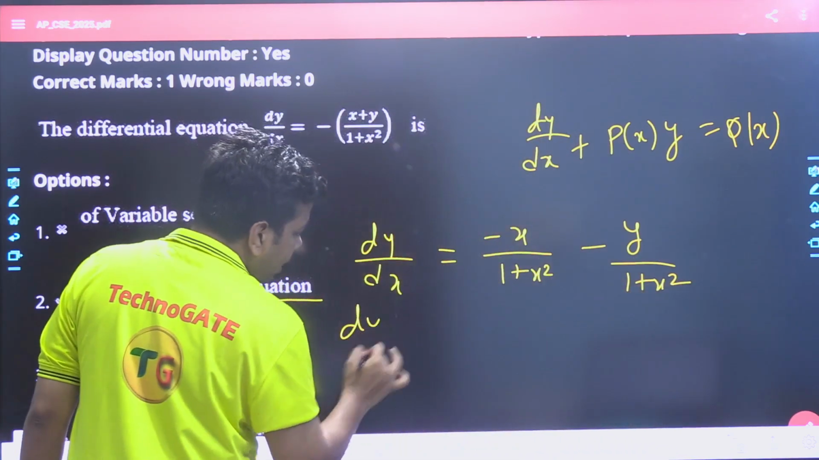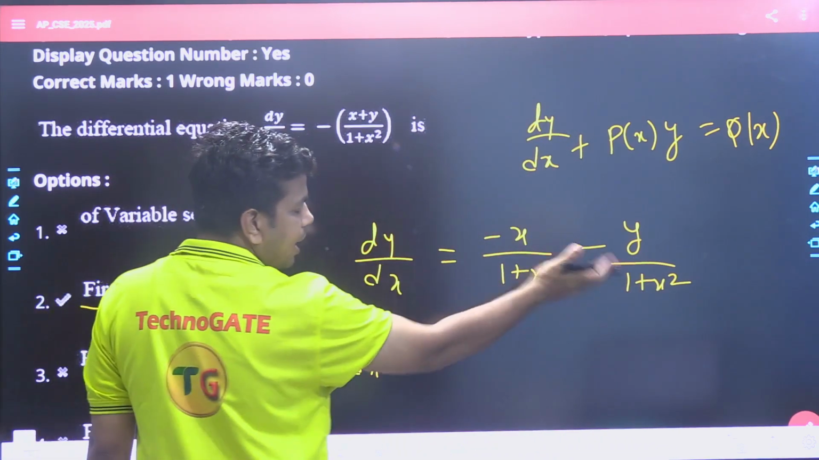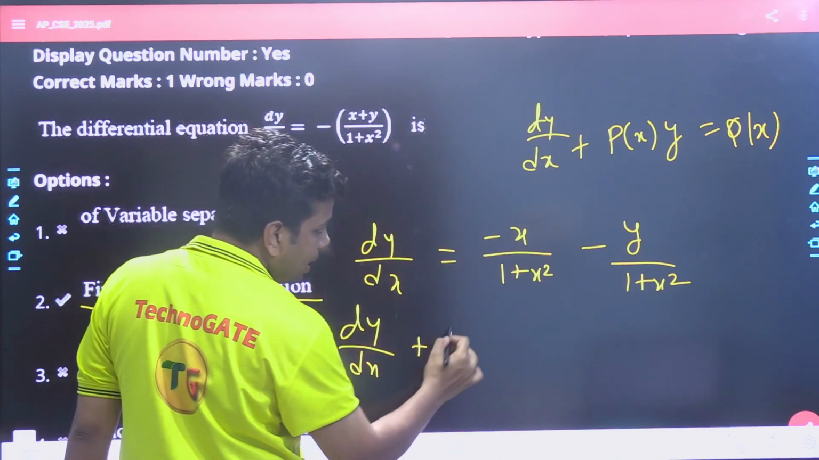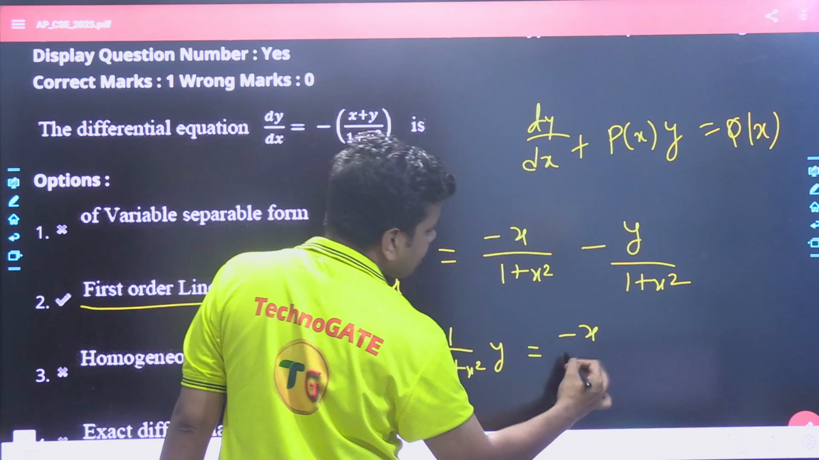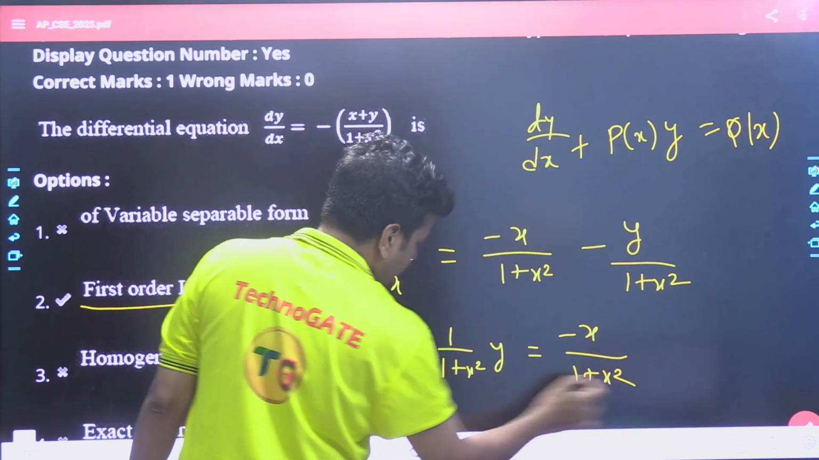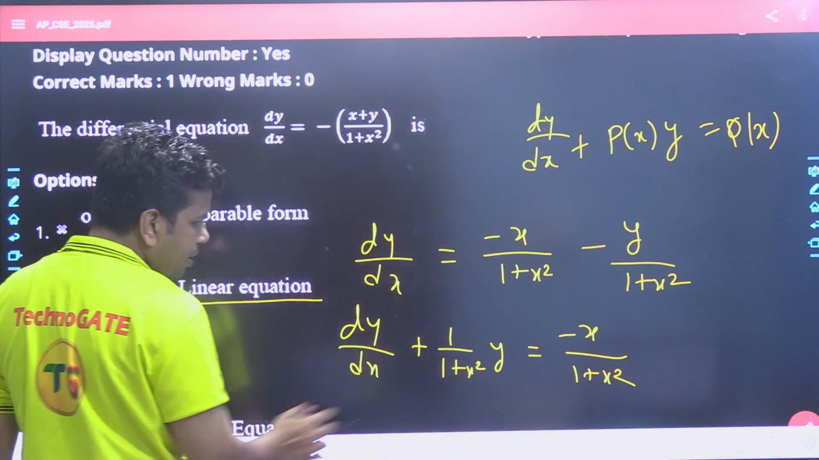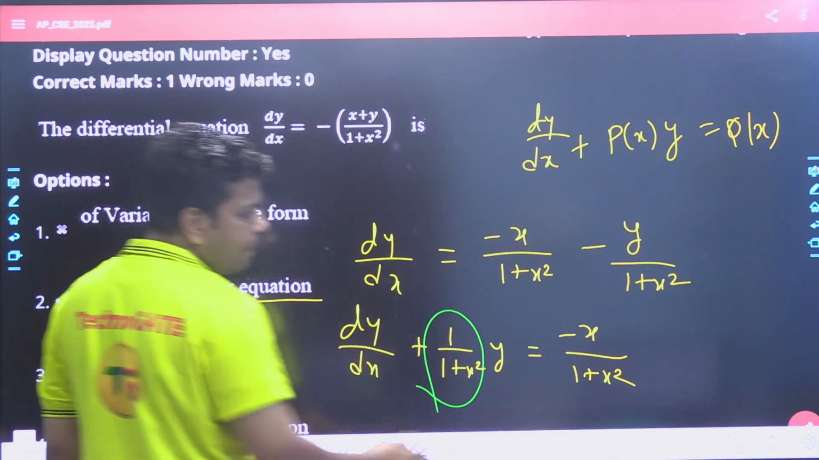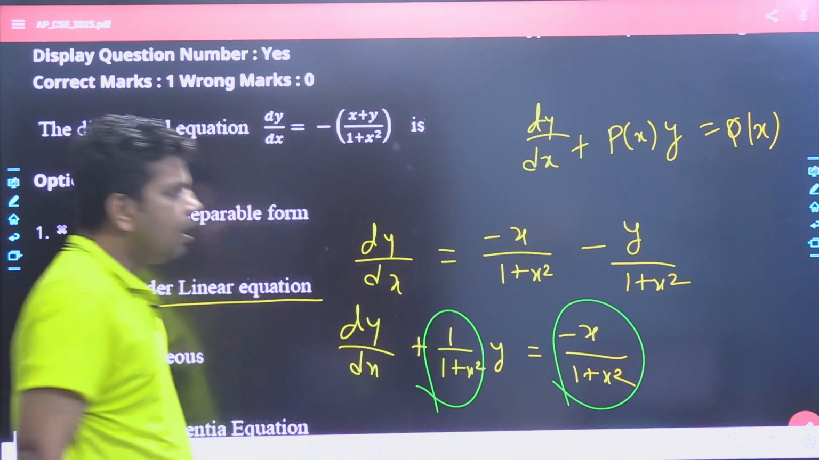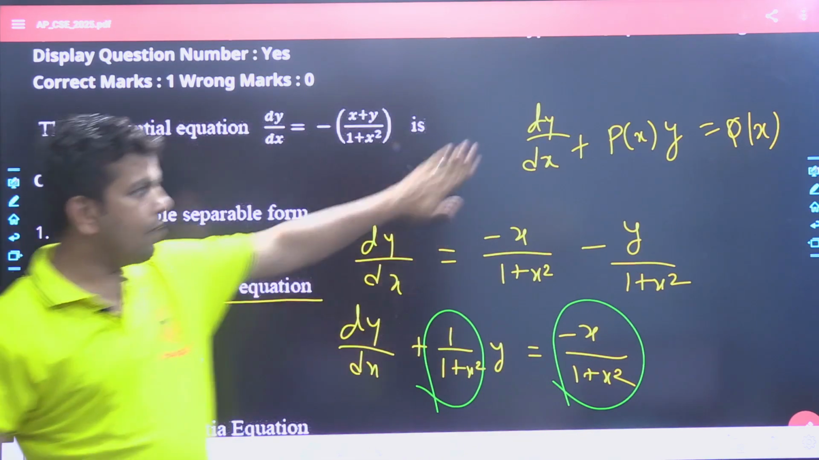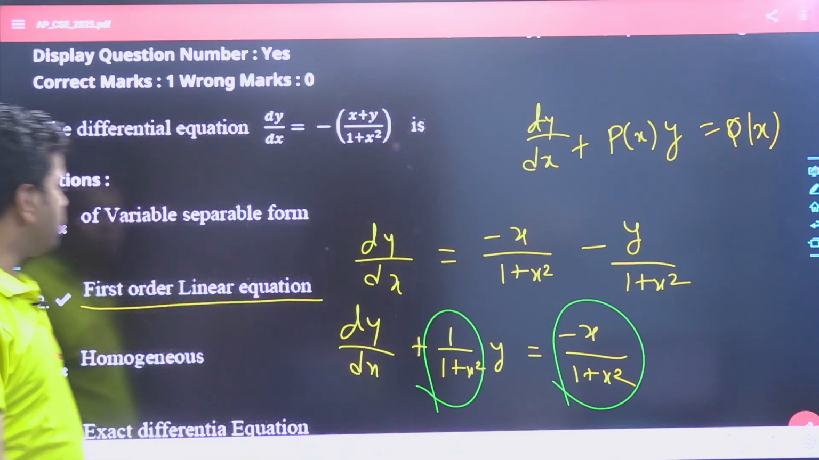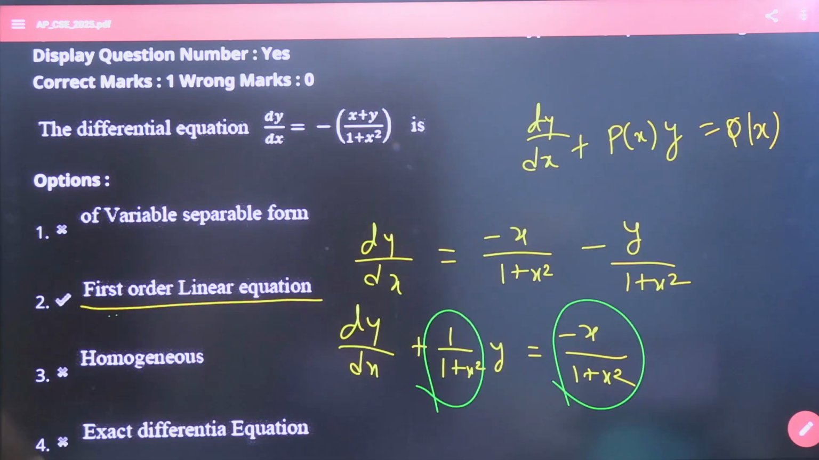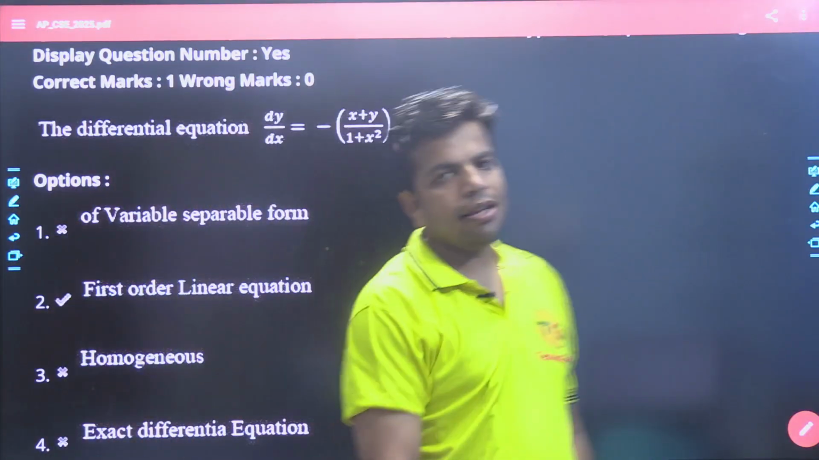So dy by dx, just send the y terms to the left hand side. So plus y upon 1 plus x square equals minus x upon 1 plus x square. This term is your p(x) and this is your q(x). So this is in that form, so this is a first order linear equation. You can go with the second answer.